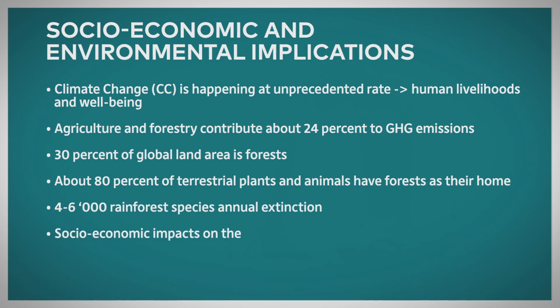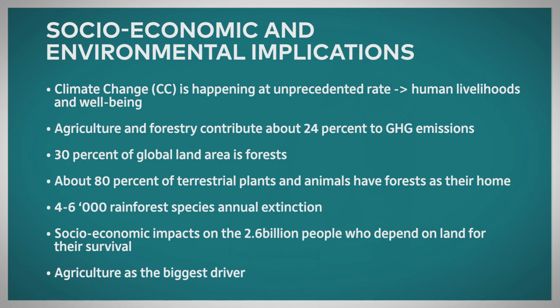That's a huge amount. And globally, about 2.6 billion people directly survive on land. So when you combine climate change and anthropogenic activities on our environment, we are actually digging the grave for the 2.6 billion people who benefit directly from the land, who depend on land for their livelihoods.